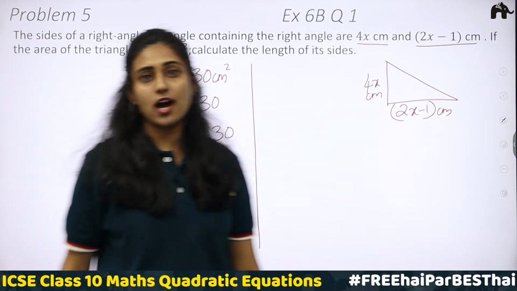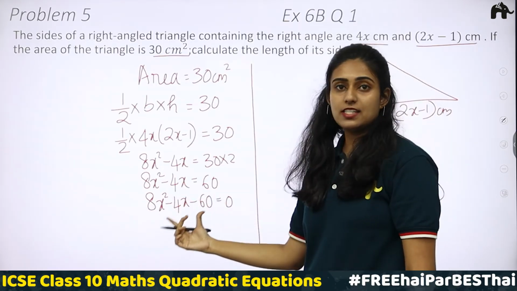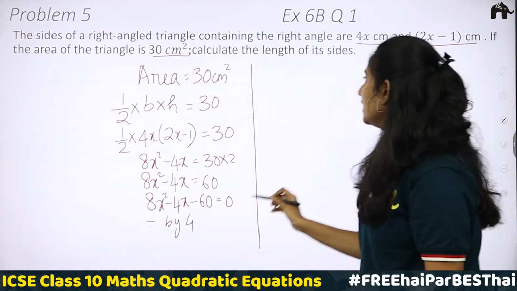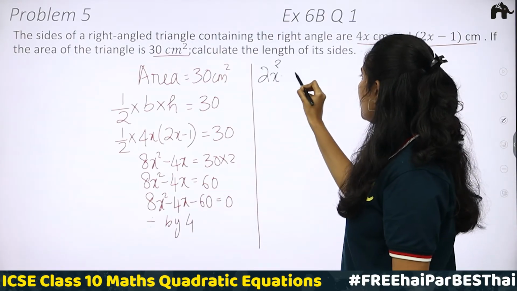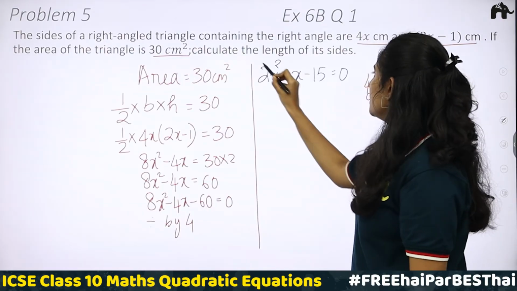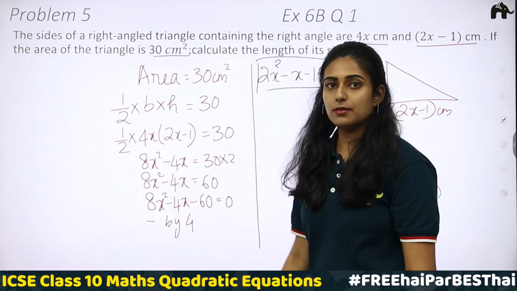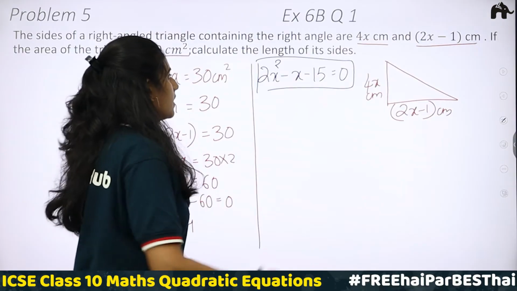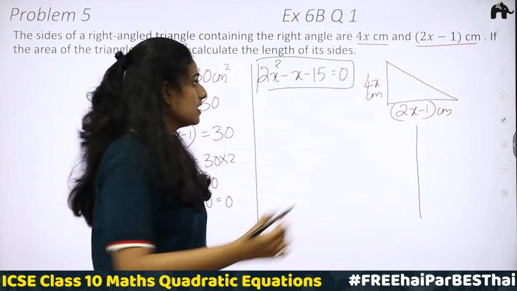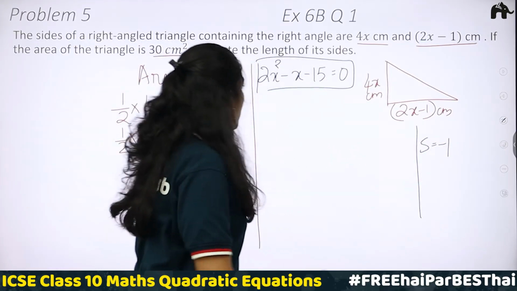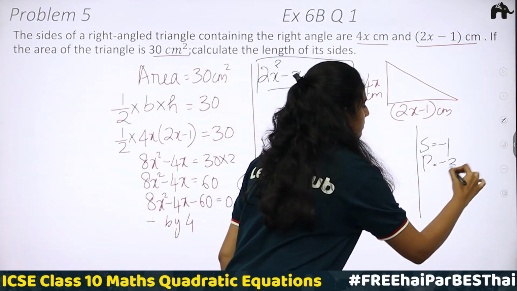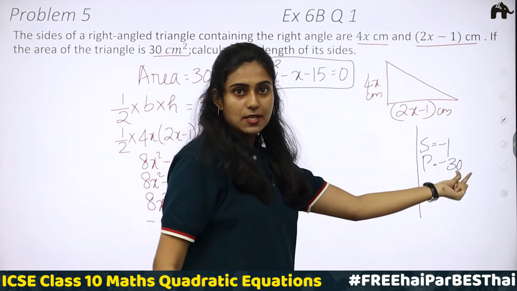Now dividing throughout with 4, we can simplify this quadratic equation. Dividing by 4, we get 2x square minus x minus 15 is equal to 0. So this is the simplified quadratic equation. From this we are going to find the value of x. Now here, in order to split this middle term, we have to choose two numbers such that the sum is equal to minus 1 and product is equal to a into c. 2 into minus 15, that is minus 30. Sum is minus 1 and product is minus 30.